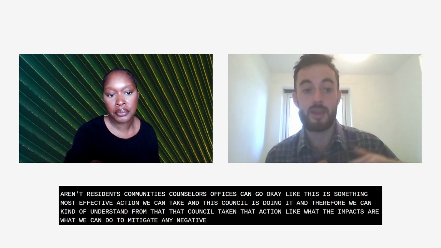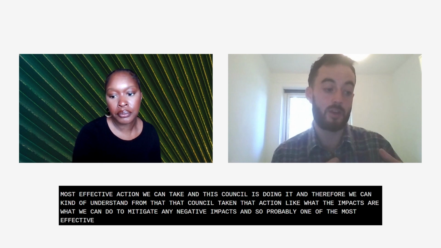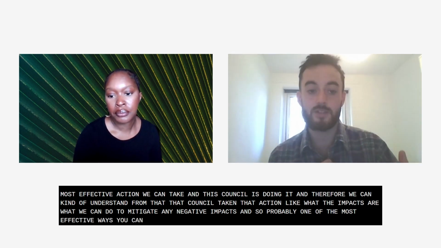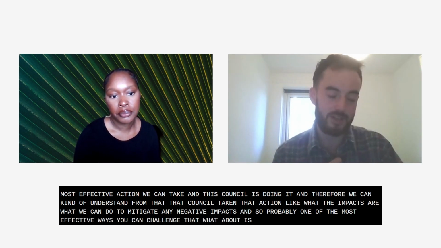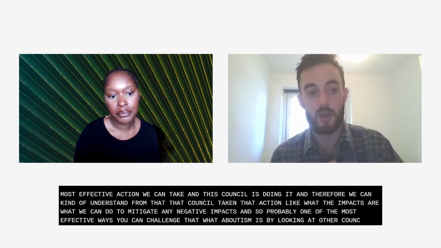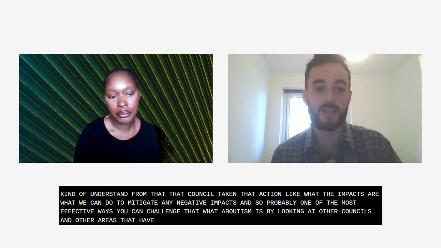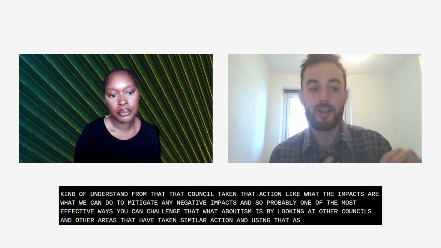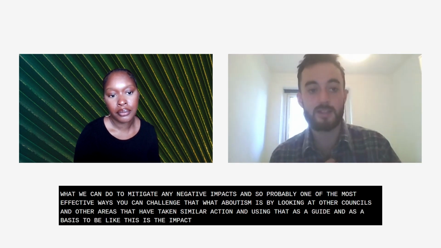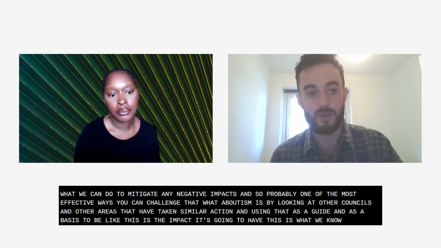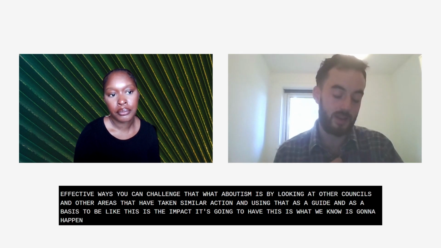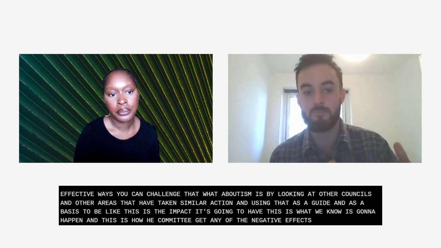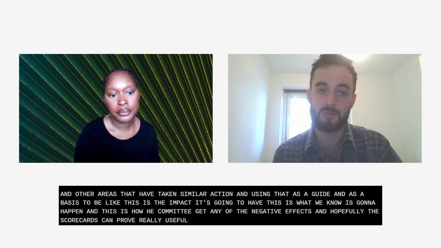So probably one of the most effective ways you can challenge that whataboutism is by looking at other councils and areas that have taken similar action, and using that as a guide: this is the impact it's going to have, this is what we know is going to happen, and this is how we can mitigate any of the negative effects. And hopefully the scorecards can prove really useful for people to do that.